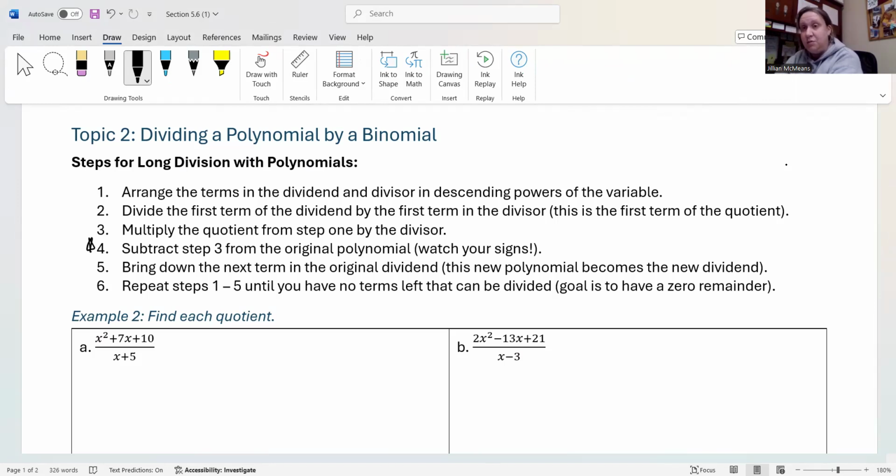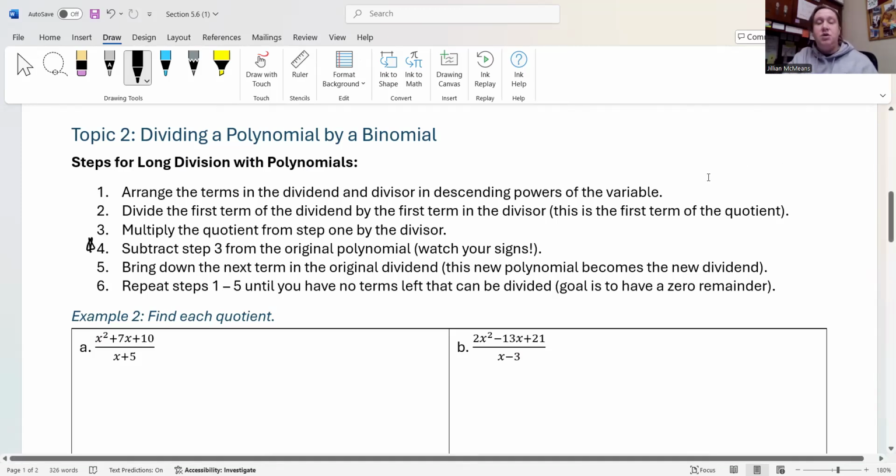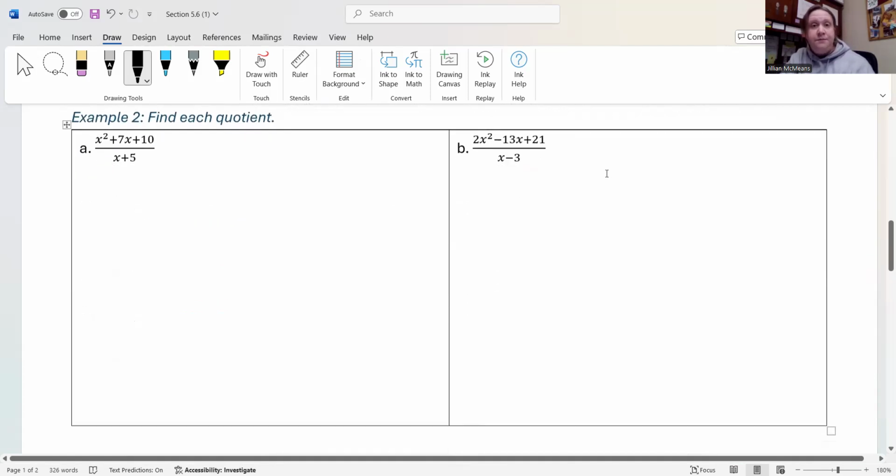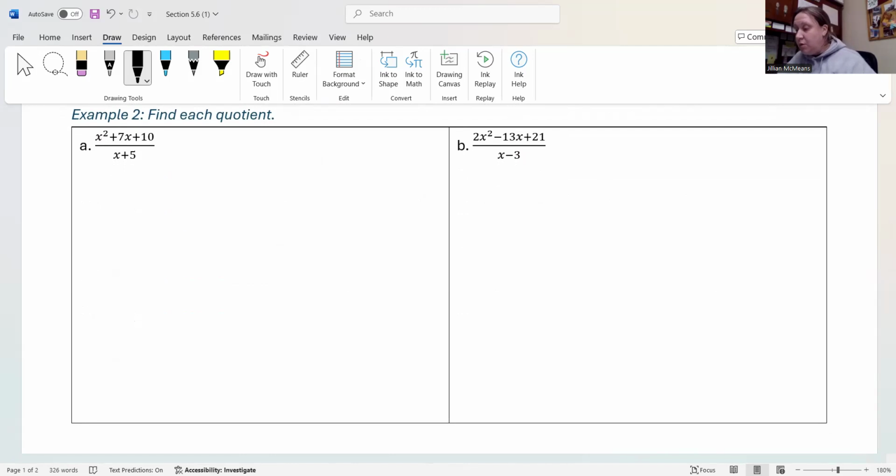So we have to make sure we subtract the whole polynomial when we take that term in the quotient and multiply it by the divisor. Once you do that, you bring down the next term and then you start the whole process over. So it's very similar to the steps of long division with whole numbers, but again, we're tweaking it and applying it to algebra. It definitely gets messier. Okay, so let's start.